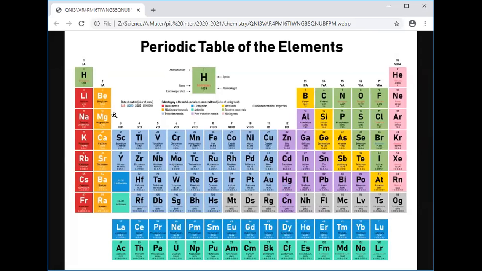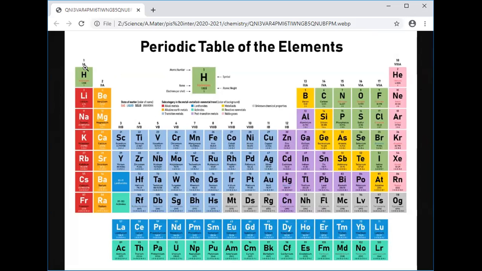We can easily see it's made of groups. These vertical columns we call groups. We have group 1A, 2A and so on, and all these are groups. If we count the number of groups, we find 18 columns representing 18 groups. And it's also made of horizontal rows. These rows are called periods, and the number of periods is 7.